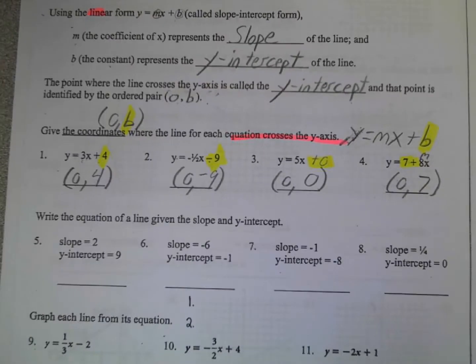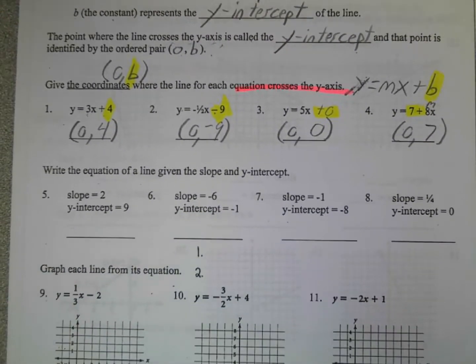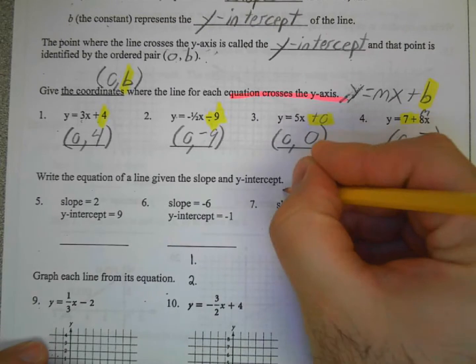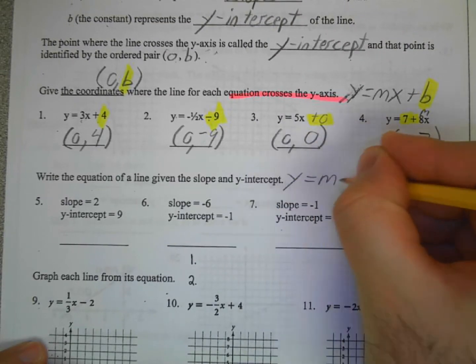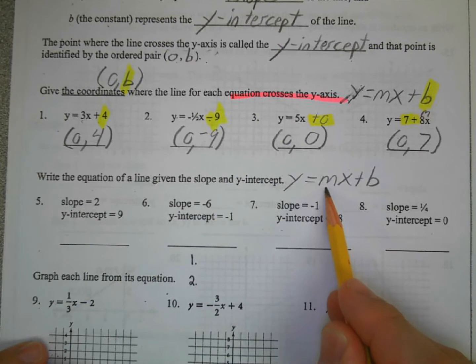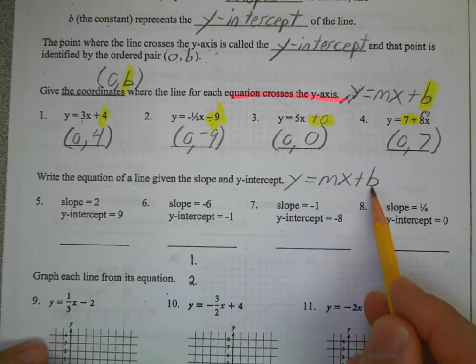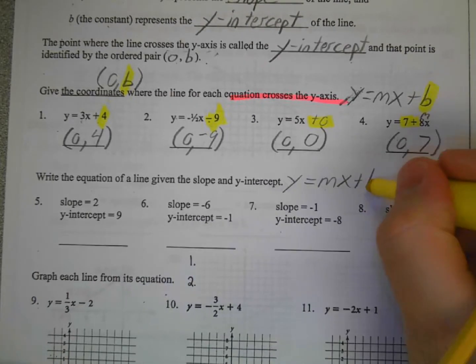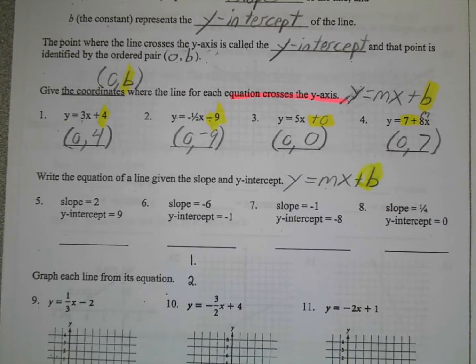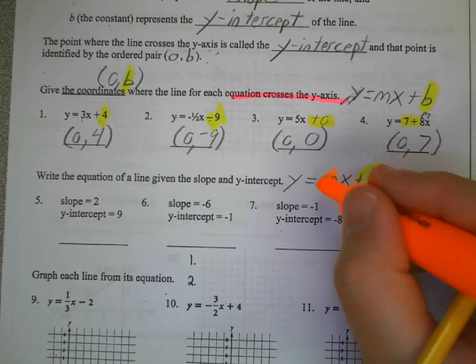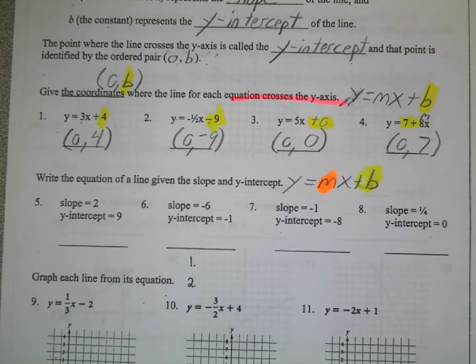So if we look right here, it wants us to write the equation. All right, so our equation again is y equals mx plus b. M is my slope and b is my intercept, right? So I'm going to substitute the number for b and the number for m right there. So slope is 2.